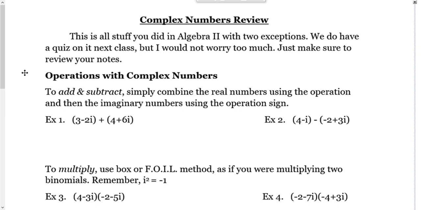Okay, so if you were to graph it and you were to find the distance between the origin and the point, that's what the modulus is. It's really finding the absolute value as well. So we're going to start with operations with complex numbers: adding, subtracting, multiplying, dividing.